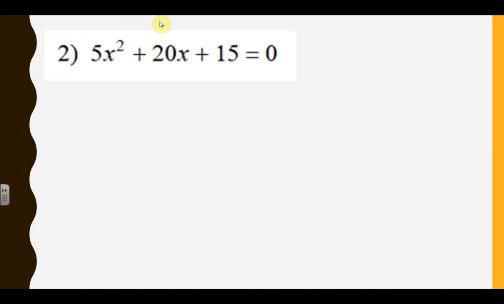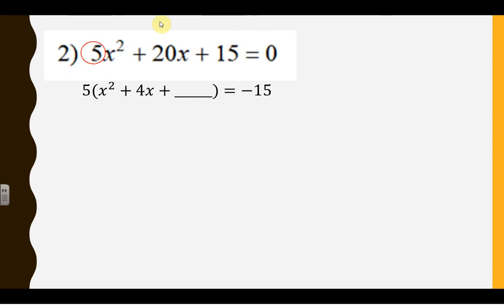Here we go. Does everyone see that there's a number in front of the x squared? I highlighted it. That does not work out so well with completing the square, so we have to deal with that. We don't divide it out, we factor it out. If you don't understand the difference, when you factor it out, it's still there. When you divide it out, it divides out. We can't do that.